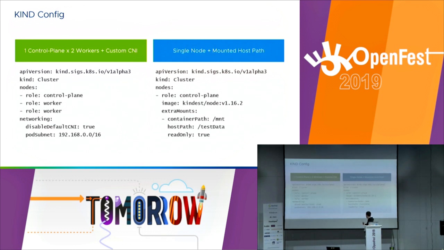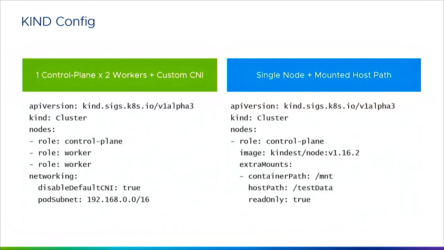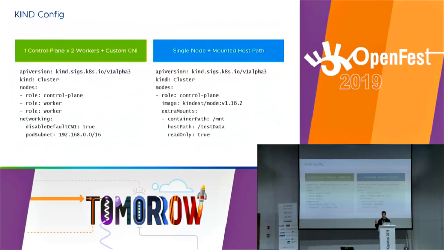Then we have extra mounts. Here we are mounting a host path, which is called test data, read only into the /mnt container directory. Now, what would you use this for? This will allow you to supply your test containers with test data, which is on your local machine, and then you can use this test data inside of your Kubernetes deployments by using host path mounts.